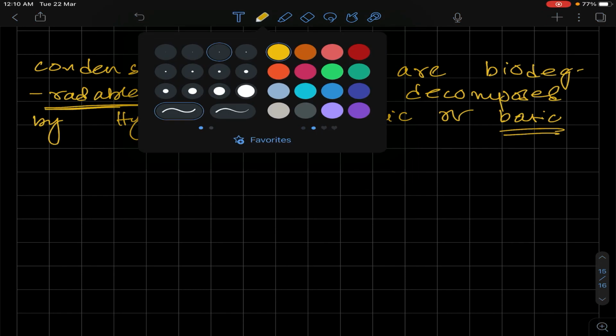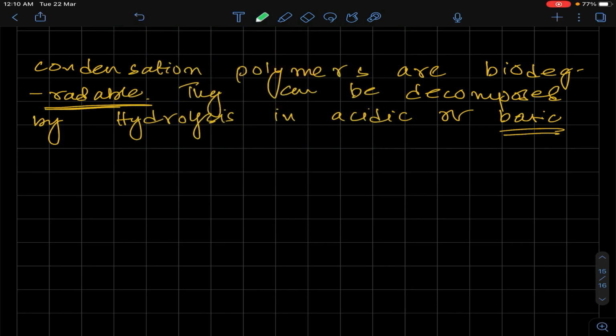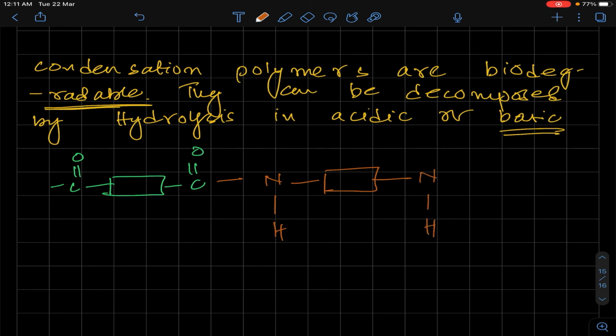So let's suppose we have this condensation polymer, C double bond O, C double bond O, and let's say we have a polyamide, right? This is one repeat of a polyamide, and you know that this polyamide is formed by the loss of water molecules. So if we add the water molecule again into this structure, this would be the hydrolysis. Hydrolysis is breaking a molecule by adding water into it or by reacting it with water. So if I react this with water, H2O, in acidic medium, right?